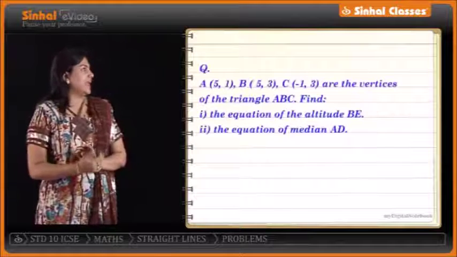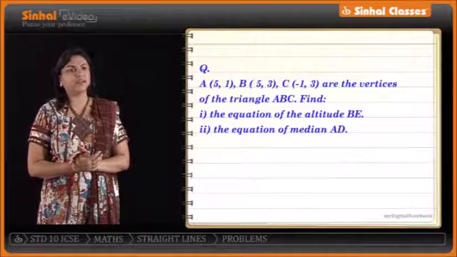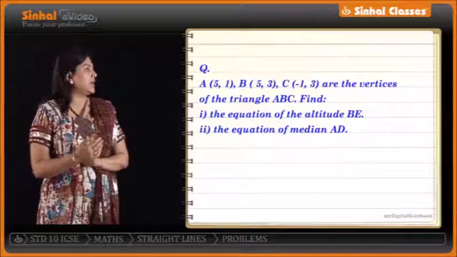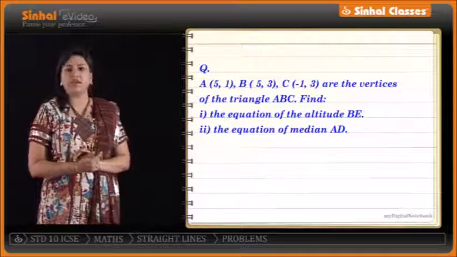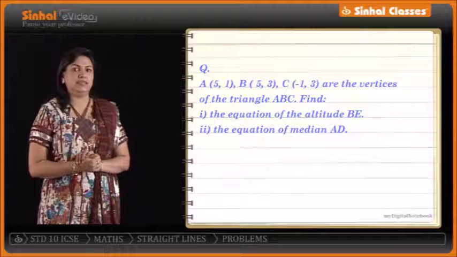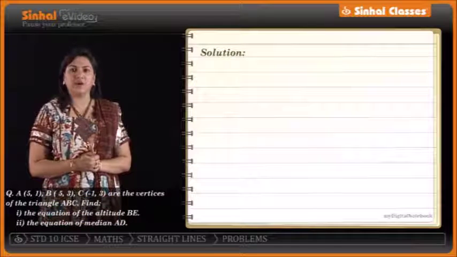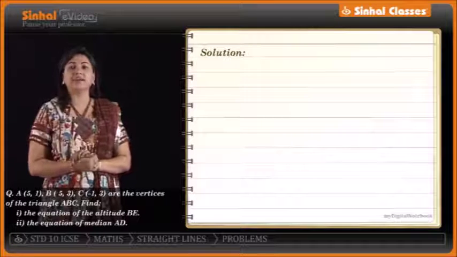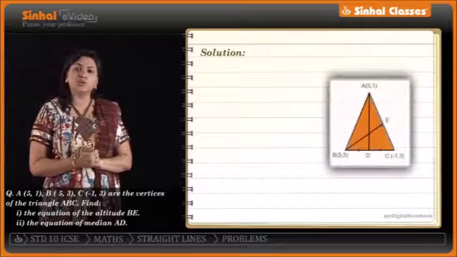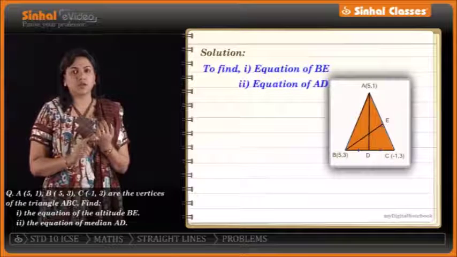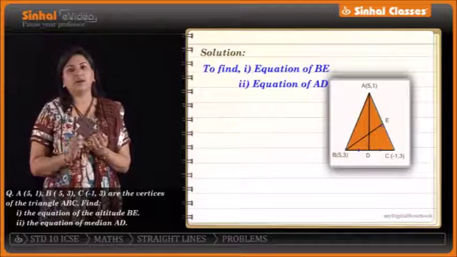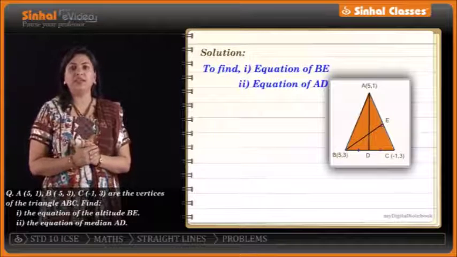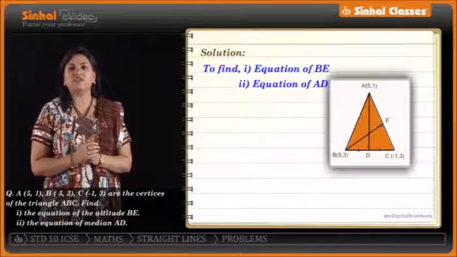Next problem, A, B and C are the vertices of the triangle ABC. Find the equation of the altitude BE and also find the equation of the median AD. Now here we are asked to find the equation of altitude BE. Altitude means the angle is 90 degrees. Now to do that, we first need to know the slope of the line BE and a point on the line BE. We already have a point on the line BE, which is point B. So we need to find the slope of BE.